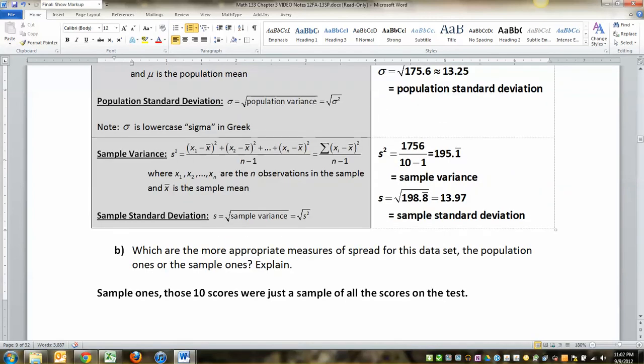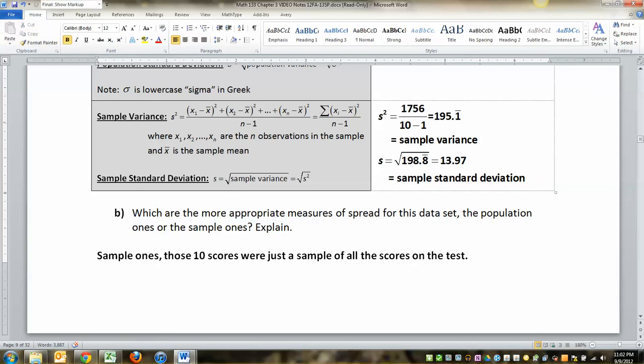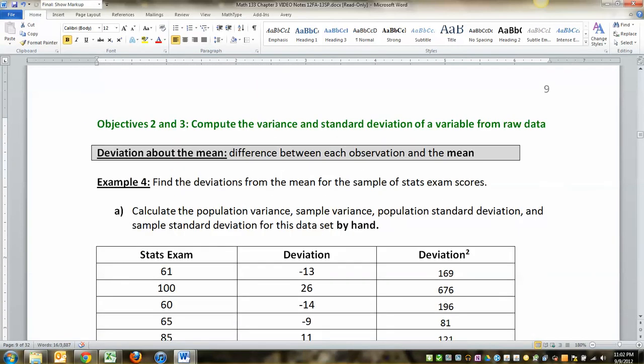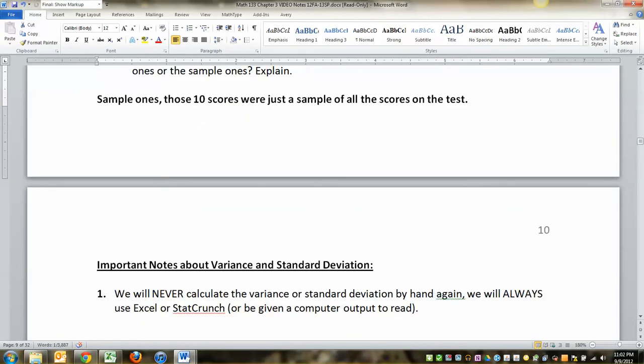Now, for our data set, for these stats exams, which is the more appropriate number? Should you be looking at the population numbers for this data set or the sample? And the answer is the sample, without a doubt, because there were only 10 scores in our sample, and it says right here, this was a sample. So there must have been more people taking those tests than we knew of.